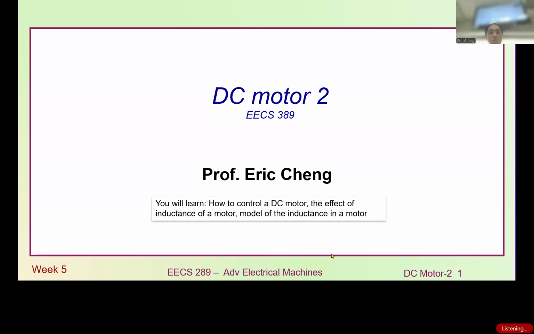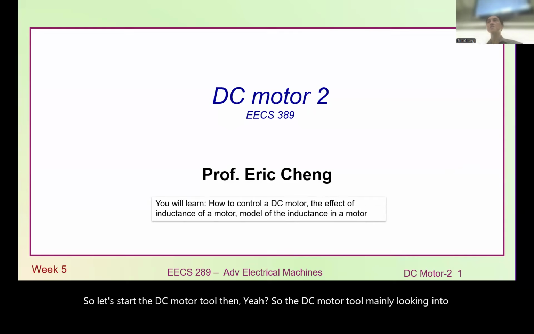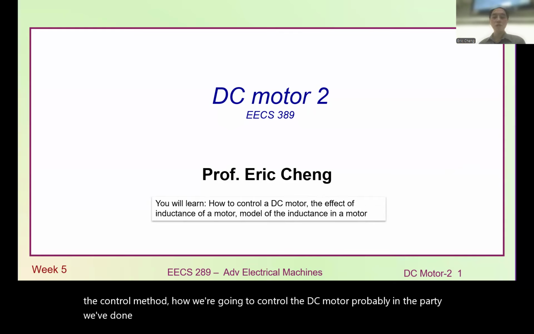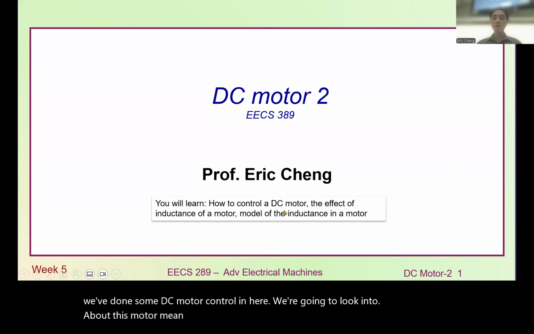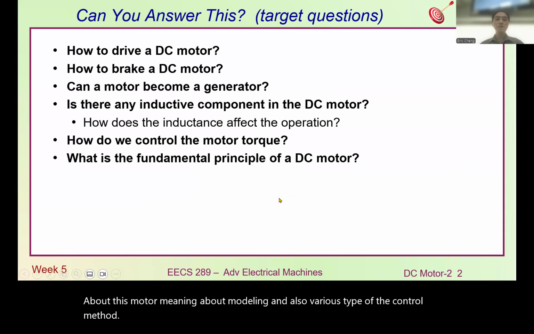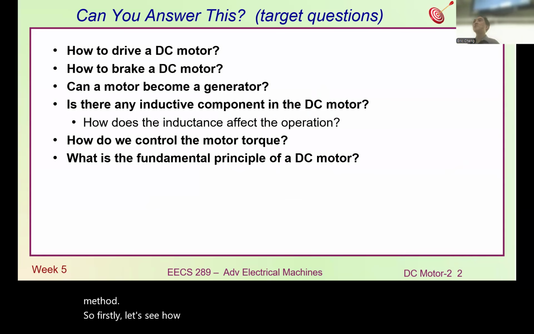So let's start the DC Motor 2 then. Yeah. So DC Motor 2 is mainly looking into the control method. How are we going to control the DC motor? Probably in the past you may have done some DC motor control. In here we're going to look into the DC motor, mainly the modeling, and also various types of the control method. So firstly, let's see how we're going to drive a DC motor.